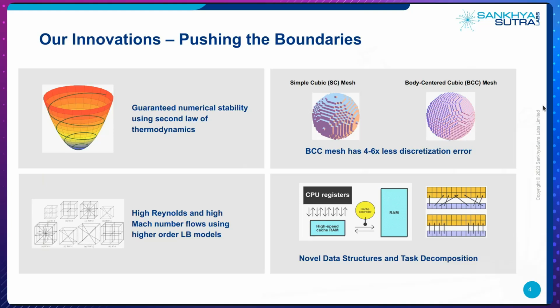And we also use a body-centered cubic meshing strategy instead of the simple cubic mesh, which allows us to reduce our discretization error while retaining the same number of grid points. And we also have some novel data structures and novel task decomposition methods that allow us to take complete advantage of the hardware that we run on. So our code itself is optimized to be running on a parallel architecture, something like a supercomputing cluster you guys might be familiar with.